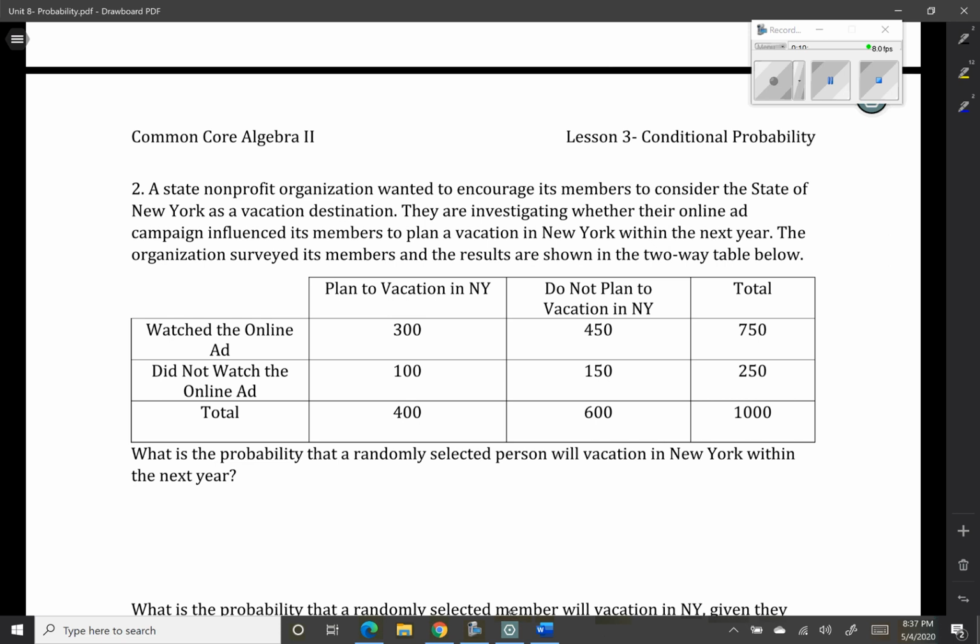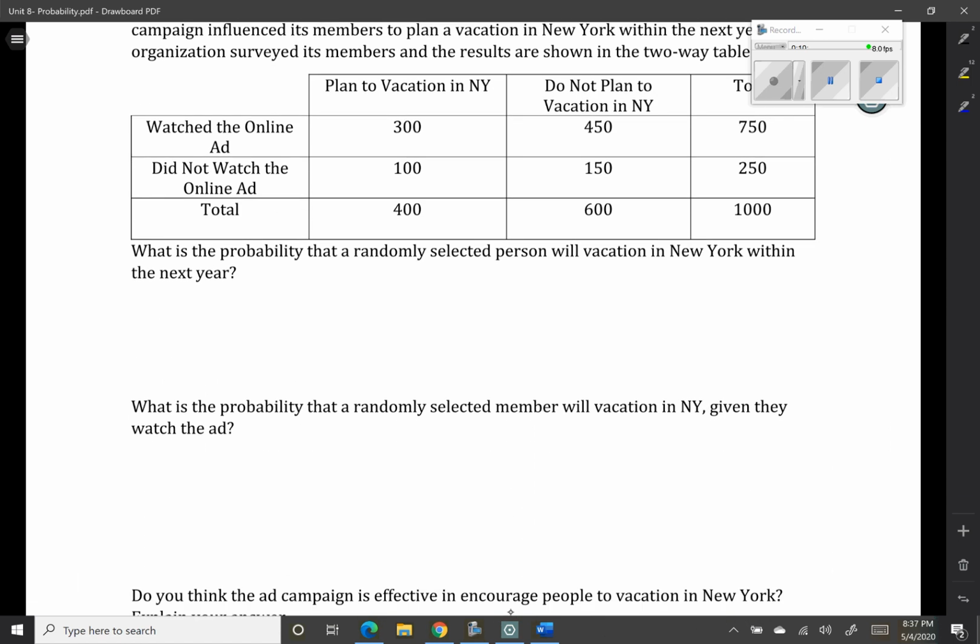So one of the things that we want to be able to do here is find these probabilities. Again, keep using these rules whenever we can. So it says, what is the probability that a randomly selected person will vacation in New York within the next year? So out of the people that plan to vacation in New York, we'll just call that New York, there are 400 of them out of the hypothetical 1,000 table that they've created for us. So we have 0.400. About 40% of people are going to plan to vacation in New York. What is the probability that a randomly selected member will vacation in New York given that they watched the ad? Now, this is interesting.